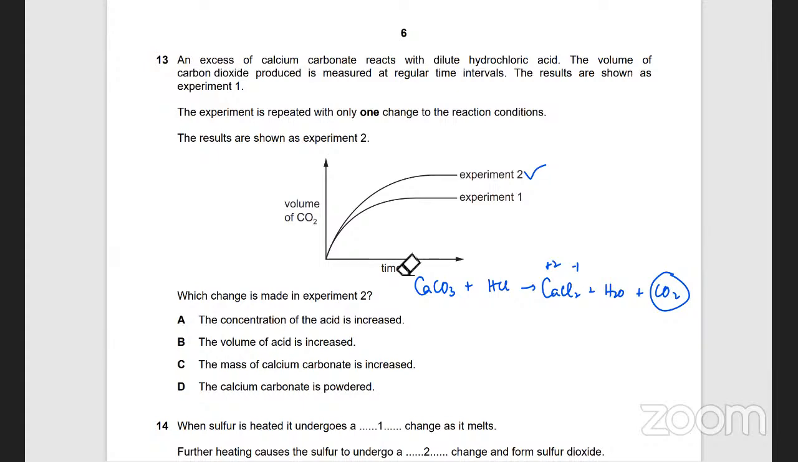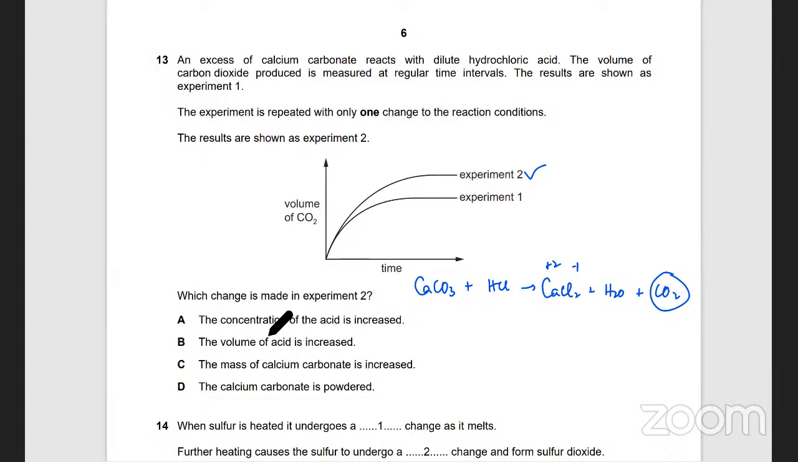The only thing is that experiment number two produces more carbon dioxide. It just goes higher up, right? That's the only difference. Experiment number one stops much quicker, while experiment number two takes a lot longer and produces a lot more carbon dioxide. The speed is exactly the same, right? Yes.